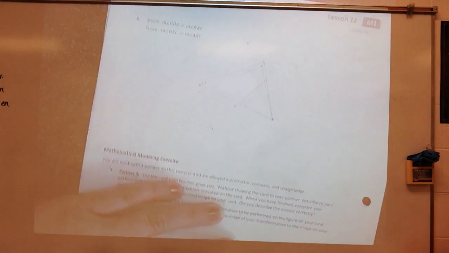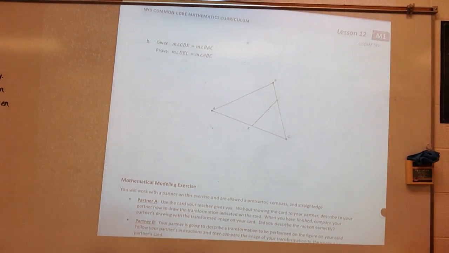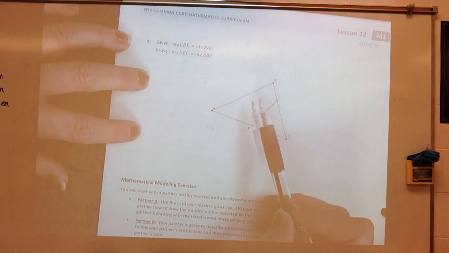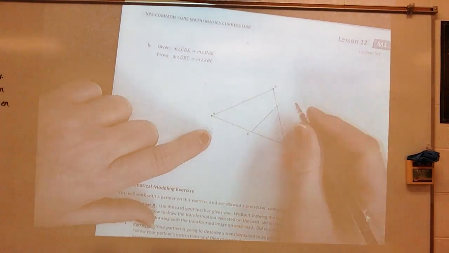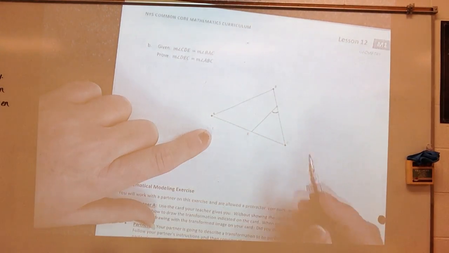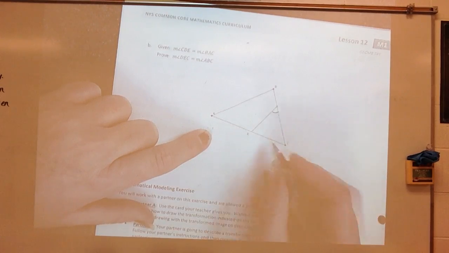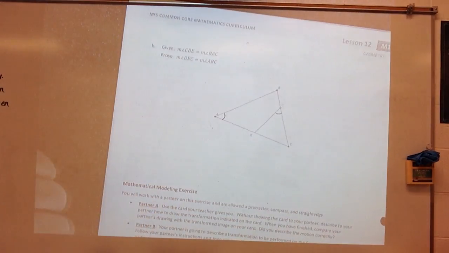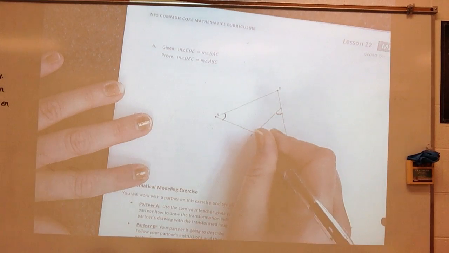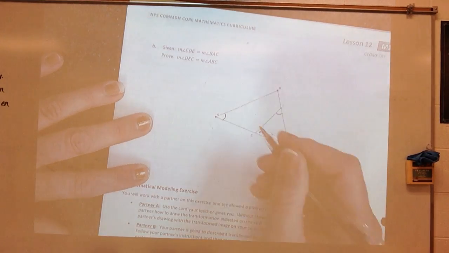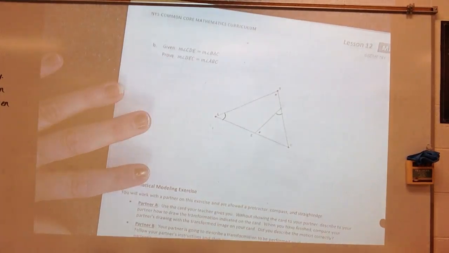All right, let's go to the next part. And guys, just because I want to actually get into part of the lesson, we're going to run through these quickly. We're given that the measure of angle CDE, so this angle right here, is equal to the measure of angle BAC. So it's equal to that measure. And it wants us to prove that angle DEC, this angle, is equal to ABC, this angle.